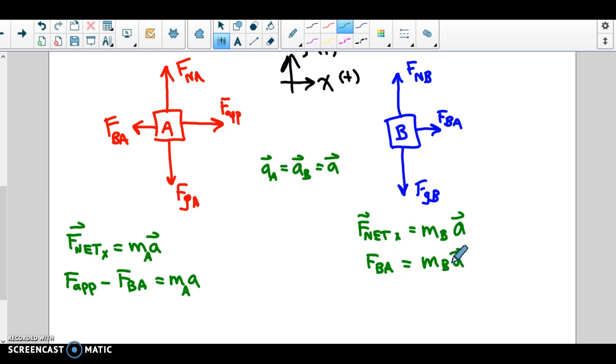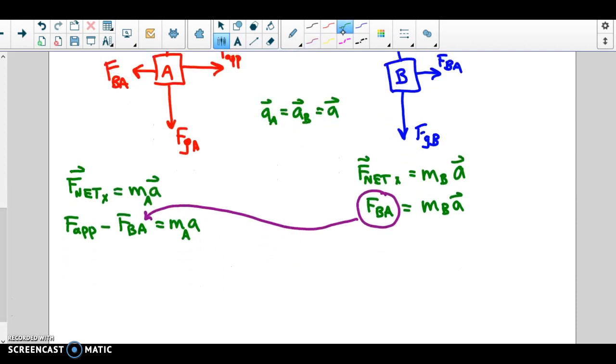So now I've got these two equations written down, which is pretty good. But now I can make a little bit of simplification here. I have the interaction force between block A and block B over here and over here. So what I can do is substitute one into the other. So I'm going to take this equation right here, and I'm going to sub it into this equation so that I'll only have one unknown. I know the applied force that was given. Now I'm substituting in this equation over here.